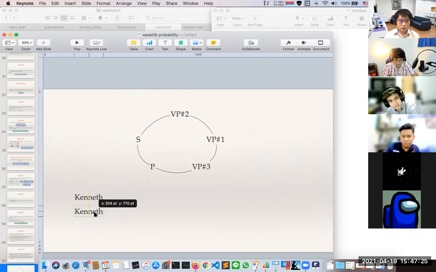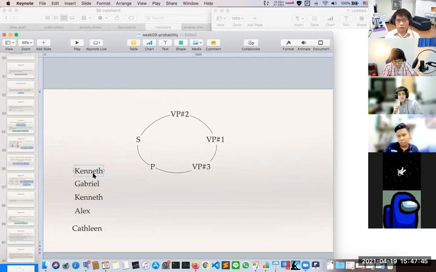I have Kenneth, Alex, and then I have others, and then we have others like... okay. Oh, presumably is not here. So let's say pick all the student names like this one.